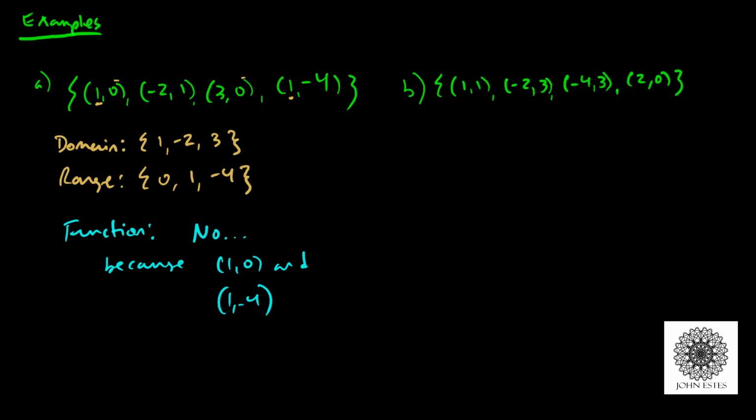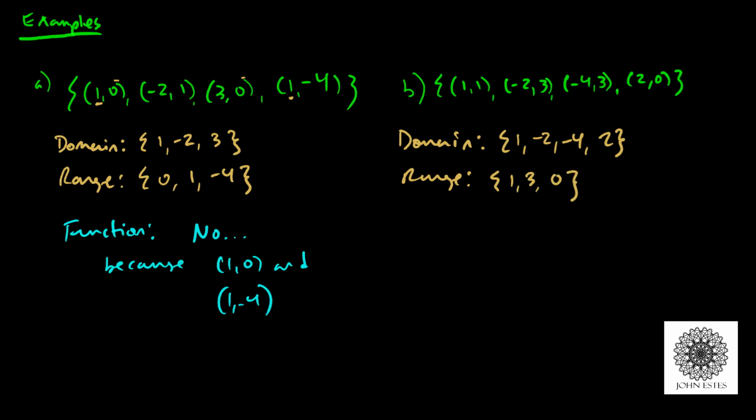Okay, so let's look at B part and let's look at the same thing. Is this a function? All right, so here's my domain. The set of inputs, again, is going to be 1, -2, -4, and 2. The range is simply, again, the set of outputs. So that's 1, 3. 3 shows up twice, and then 0.